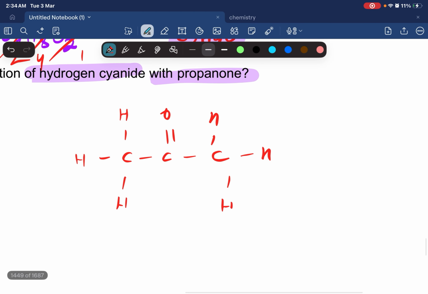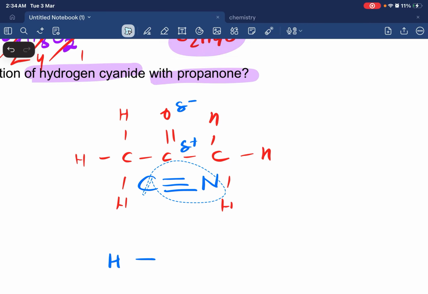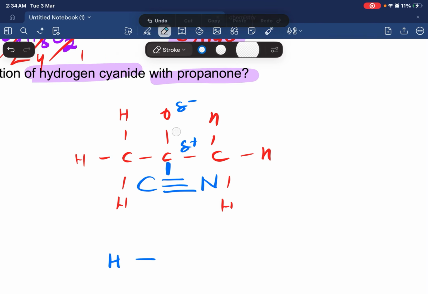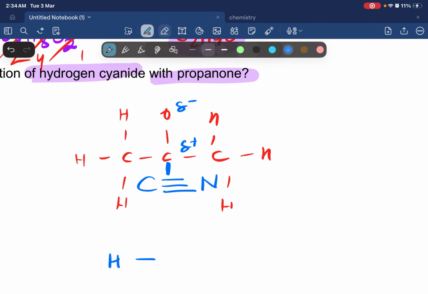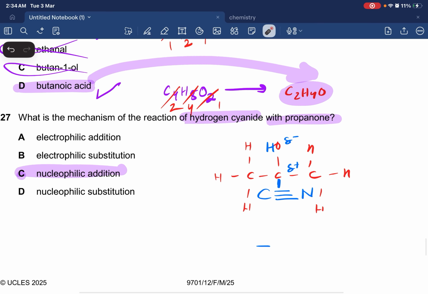And now what's going to happen? A cyanide ion, with an H, is going to attack this. This is partial positive, this is partial negative. This cyanide ion is going to break off from here and attach over here, making a bond with this carbon, and this double bond is going to break, and this hydrogen is now going to make a bond with this O to form OH. So what's this? A nucleophile is being added. So that's nucleophilic addition.